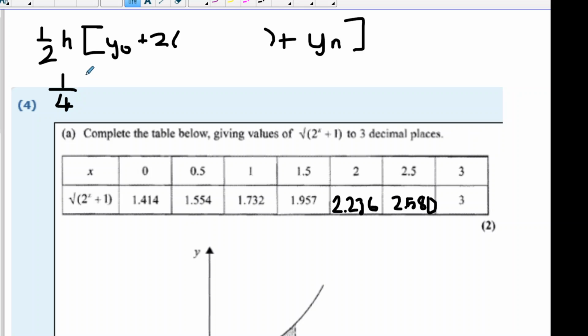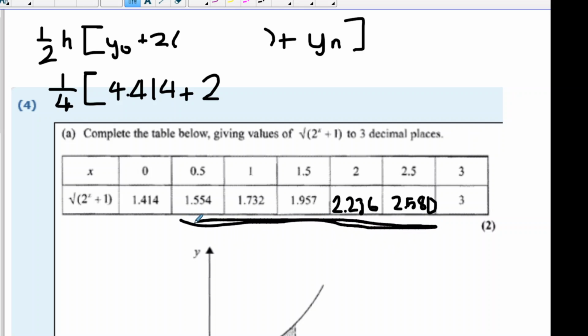I'm just going to save us a little bit of time there. I personally always like to add the first value and the last value together, so I would have 4.414. You might want to substitute in first just to make it perfectly clear, but just to save a little bit of time here. And 2 times, so this would be all the other numbers, everything besides that first number and that last number.